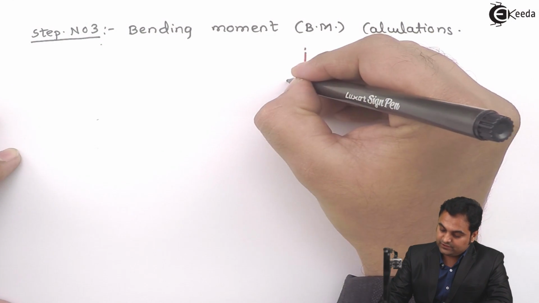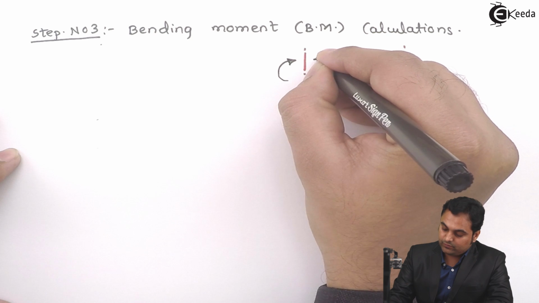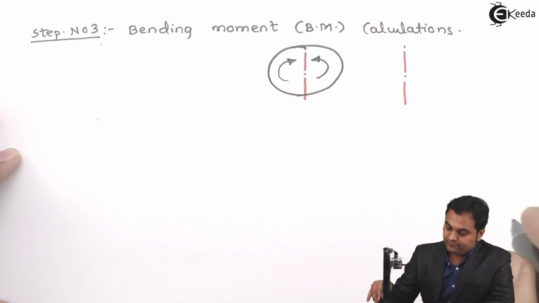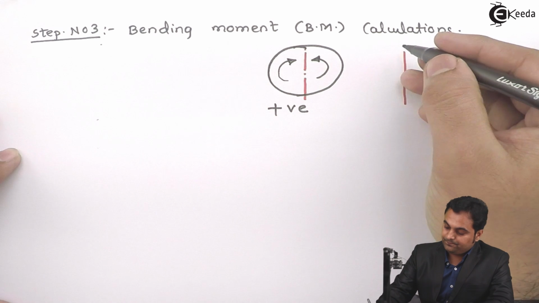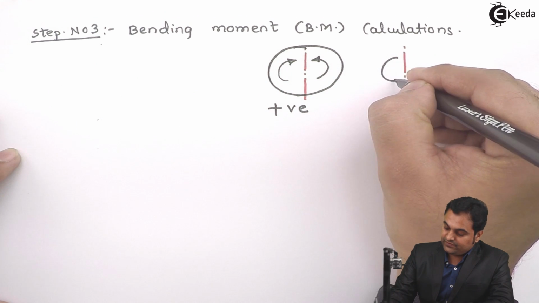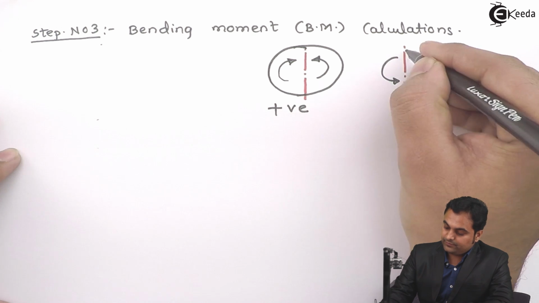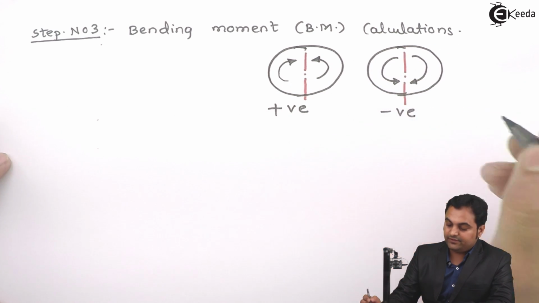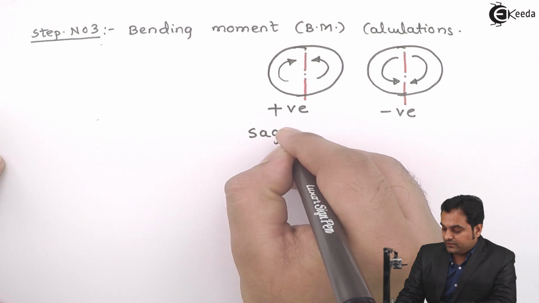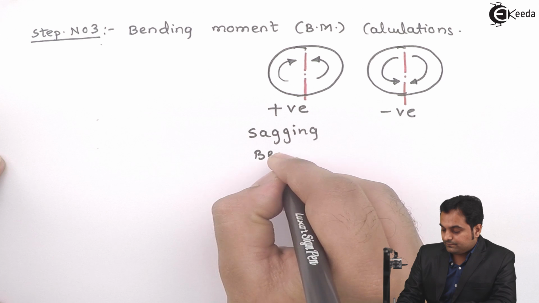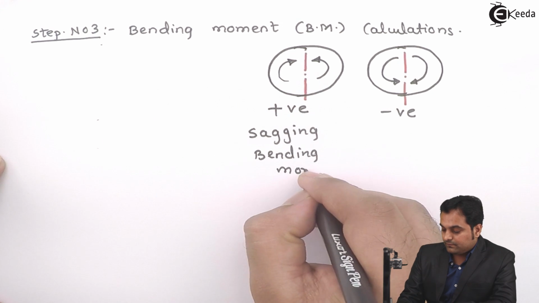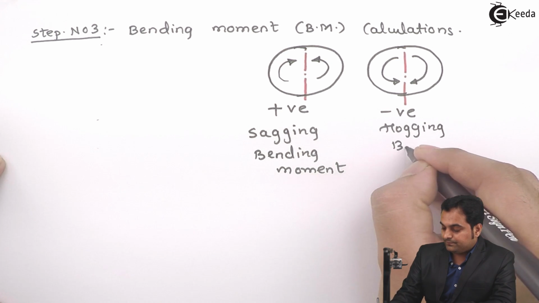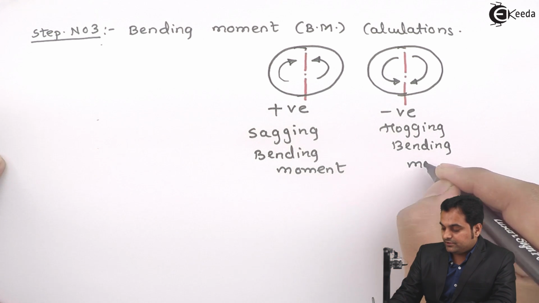So to the left of section clockwise moment, to the right anti-clockwise moment, both are treated as positive. Then to the left of the section anti-clockwise moment, to the right clockwise moment, both are treated as negative. This positive bending moment is also called sagging bending moment, and negative is called hogging bending moment.